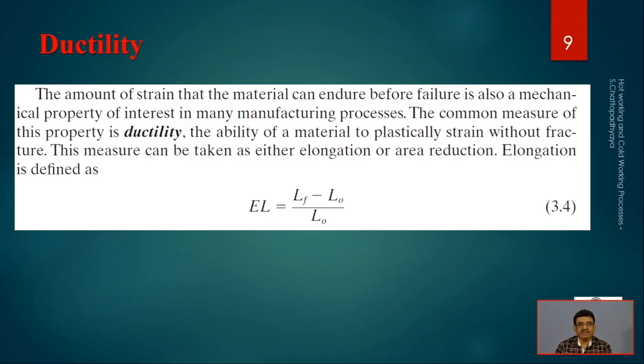This property of interest is mainly for manufacturing processes, and the common measure of this property, the amount of strain which the metal can endure before failure, is called ductility. A material which is highly ductile is very useful for metal forming. Ductility is the ability of a material to plastically strain without fracture. We want to do this straining without fracture. The more the ductility, the more plastically it can deform before fracture. Less ductility means the endurance is less and fracture will occur much faster. So we want materials which are more ductile.